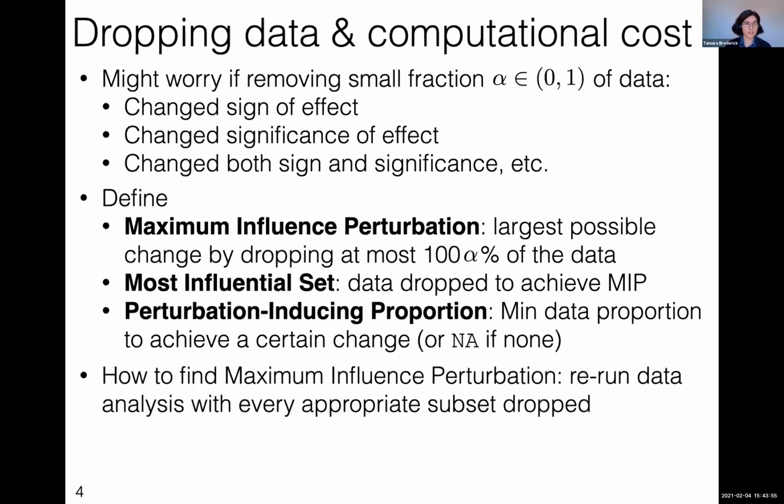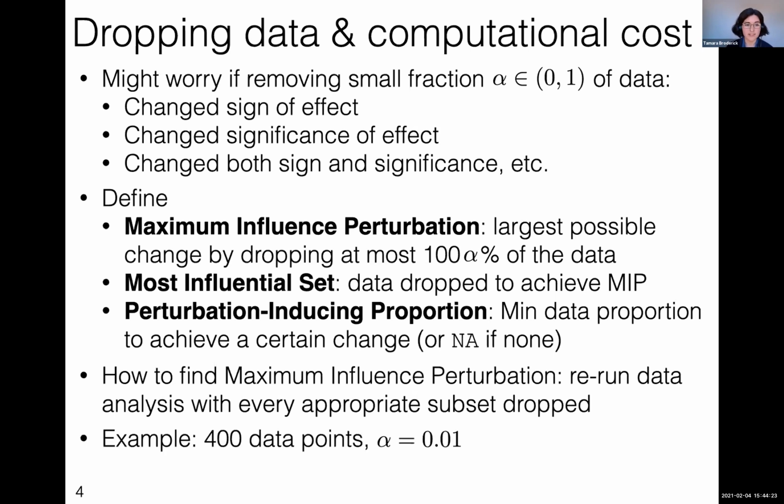Okay, so this all sounds good. Again, I think pretty straightforward concept, something that seems like we'd all love to check in our data analyses. So why don't we all do it? Well, let's talk about what would be involved in doing it. Suppose I want to find the maximum influence perturbation. Well, one way I could do that, certainly the seemingly straightforward way, is to just take every data subset with size at most alpha fraction of the data, drop it, rerun my analysis, and then do that again and again.